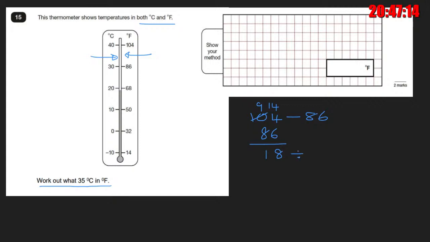18. I'm going to do halfway through, so divide by 2 is 9. Either you can add 9 to 86, which is 95, the correct answer, or you can take away 9 from 104, that could be the answer, 95.